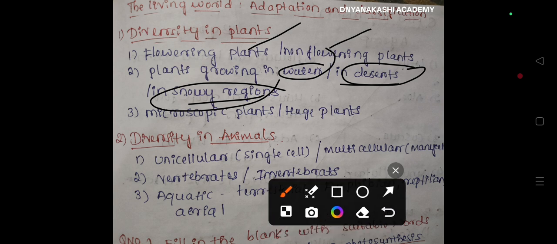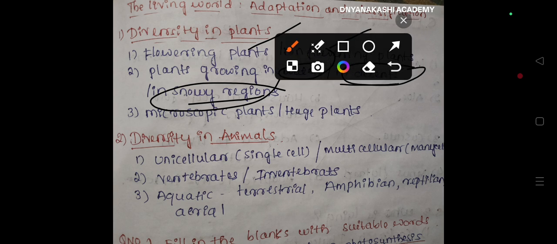And then next we are going to discuss diversity in animals. Unicellular and multicellular animals are present. Unicellular means animals containing a single cell. And multicellular means many cells form one organism. That organism we call a multicellular organism.